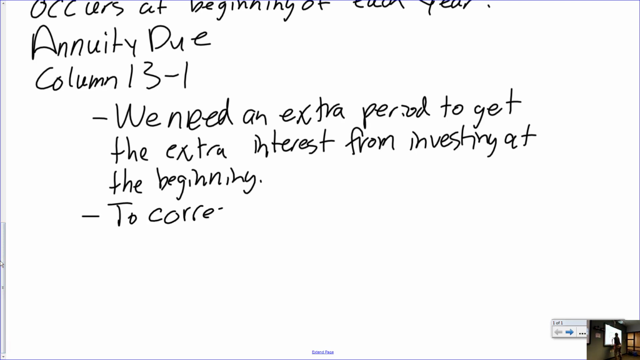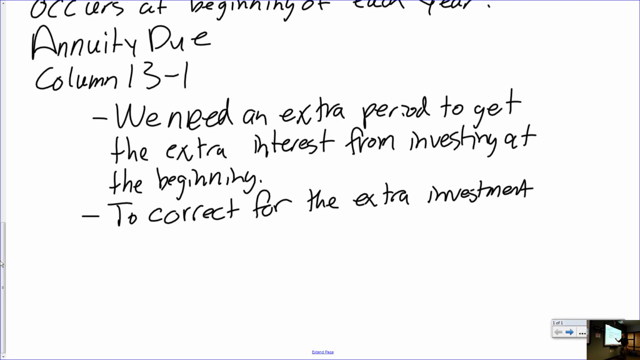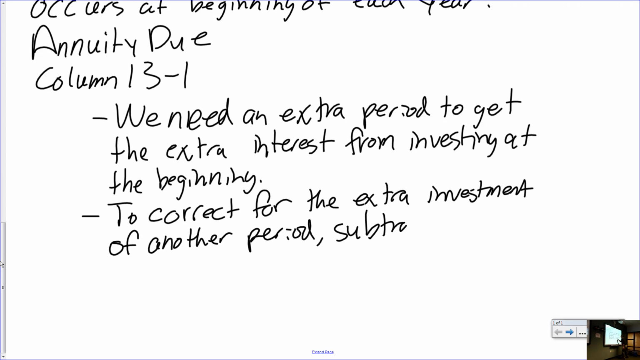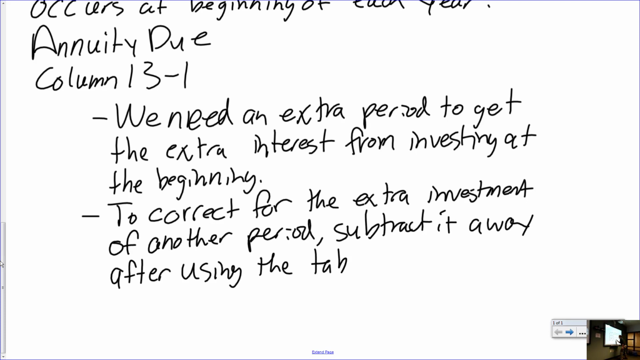To correct for the extra investment of another period, subtract it away after using the table. Okay? So these are the word descriptions for what we're going to have to do to correct when we invest at the beginning of every period, okay?